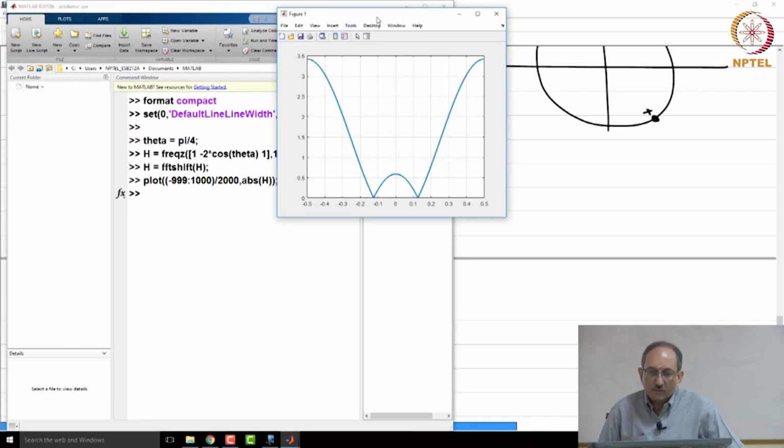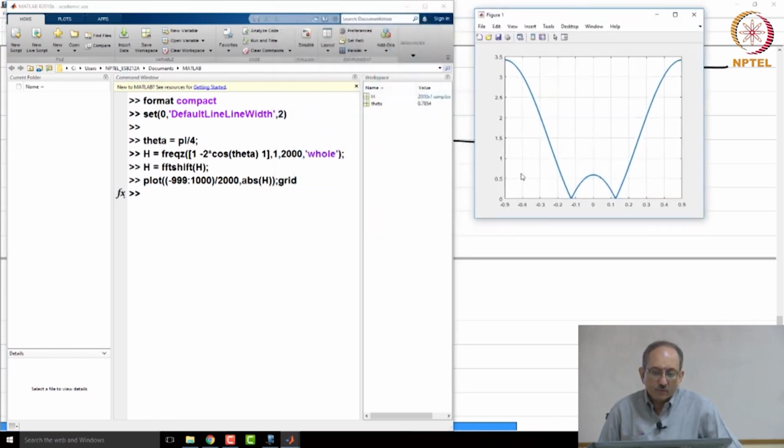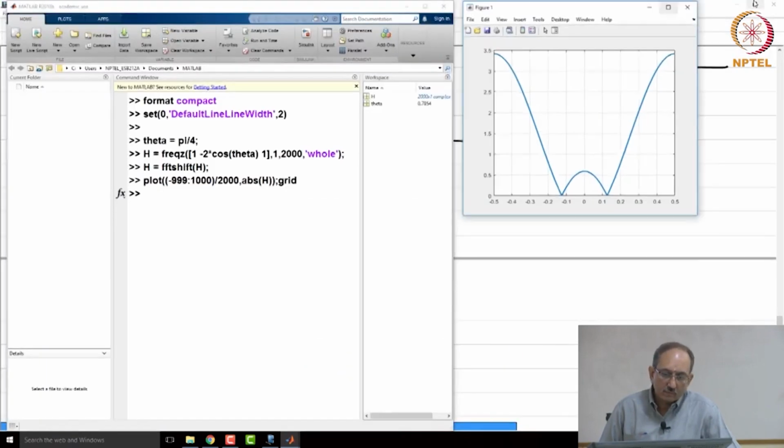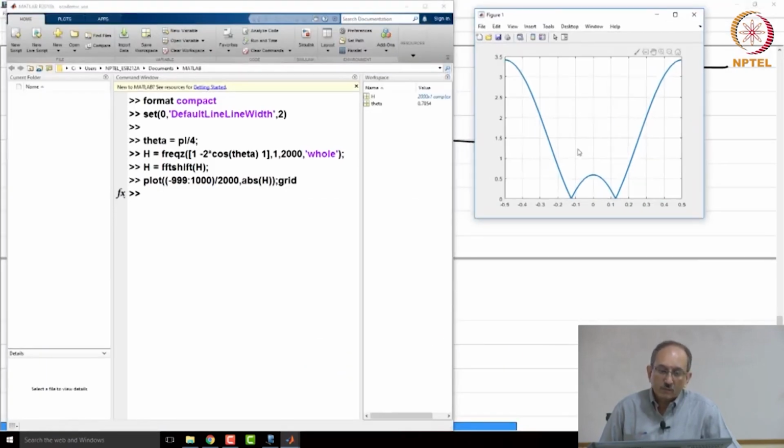So this is how the response looks, and theta is pi by 4. So pi by 4 by 2 pi is 1 over 8, and 1 over 8 is 0.125. So the zero occurs precisely at 0.125. So this is the simple notch filter.